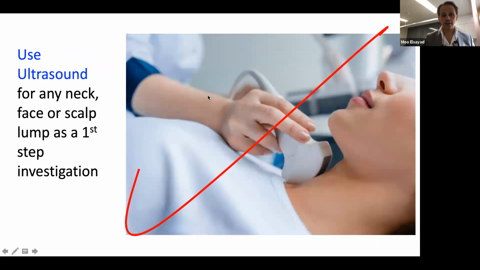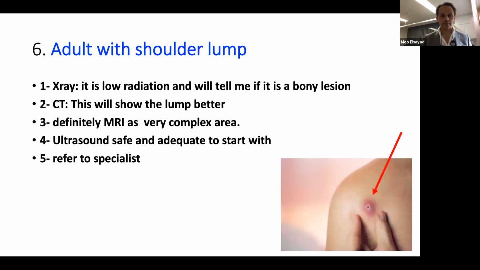So by now we need to establish this. Yes, ultrasound is for any neck, face, or scalp lump as the first step of investigation, provided there are no red flags. Now, an adult with shoulder lump.